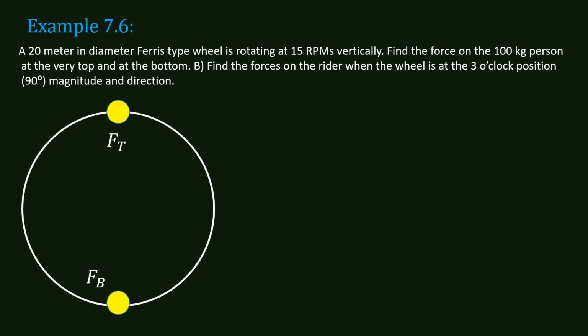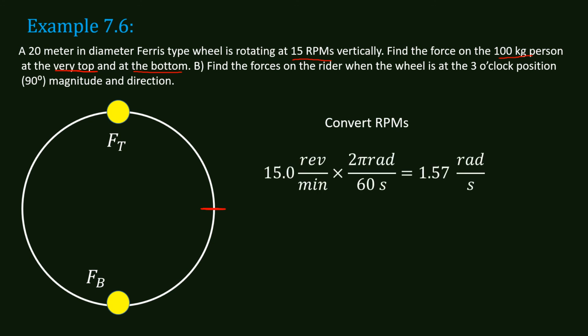Let's look at another example. We have a 20 meter in diameter Ferris wheel type, which is rotating at 15 RPMs vertically. A, find the force on the 100 kilogram person at the very top. So we want to find the centrifugal force at the top and the bottom. B, find the forces on the rider when the wheel is at the 3 o'clock position, 90 degrees, magnitude and direction. So what we're looking at right here is that when the rider is right about there, what are the forces acting on that? So let's first convert RPMs. We convert 15 RPMs, that is 1.57 rads per second.